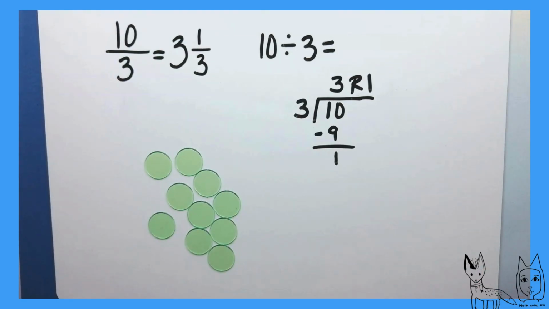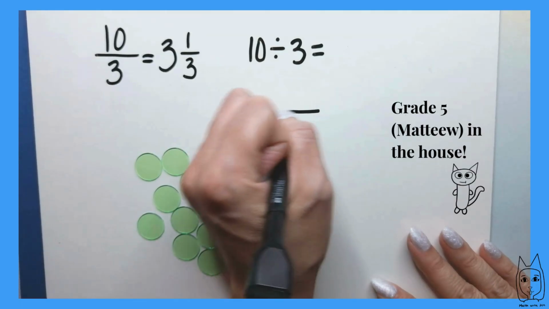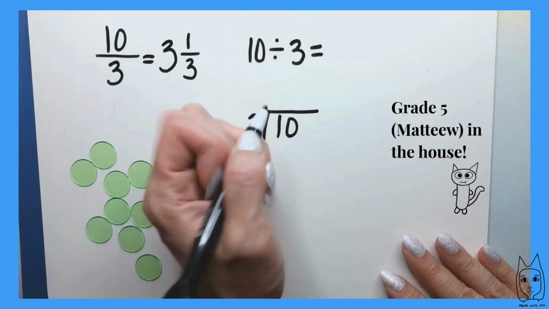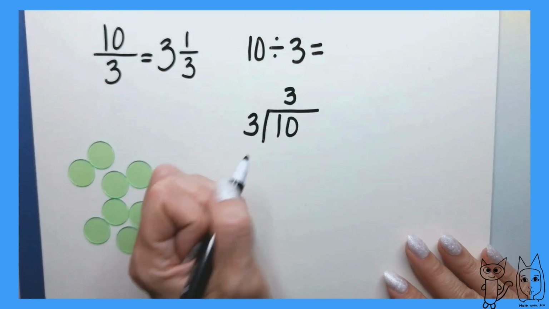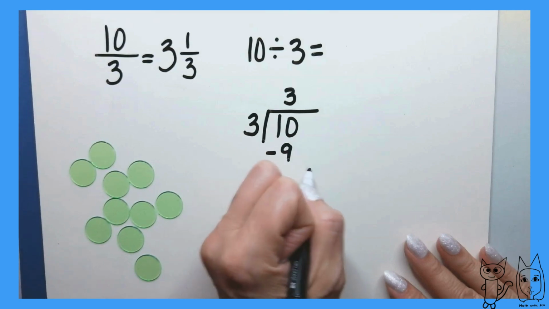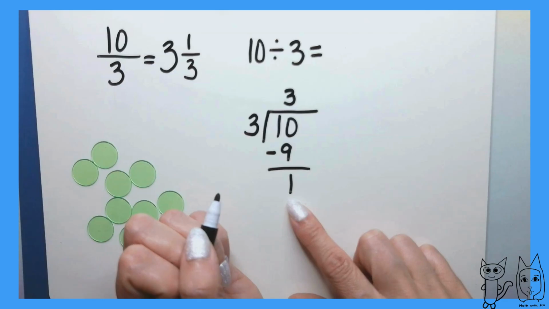Okay, that's what you're doing in grade 4. For grade 5, you're taking the 10, you're doing your box, and you're still saying how many times does that 3 go into the 10? You say 3, and then you go 3 times 3 is 9. You subtract, but now with that remainder, you can do one of 2 things.